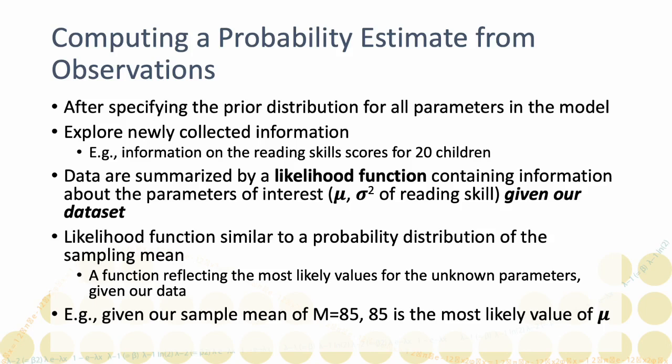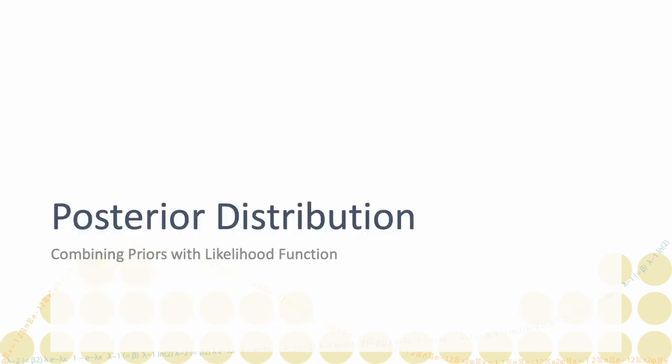The likelihood function is similar to the probability distribution of the sampling mean. It is a function that computes the probability that the population parameter falls within a given range, given our evidence at hand. So at this point, we have our prior distribution, and we have a distribution based on our evidence at hand. Our posterior distribution will reconcile these two distributions to update our beliefs about the model parameters.